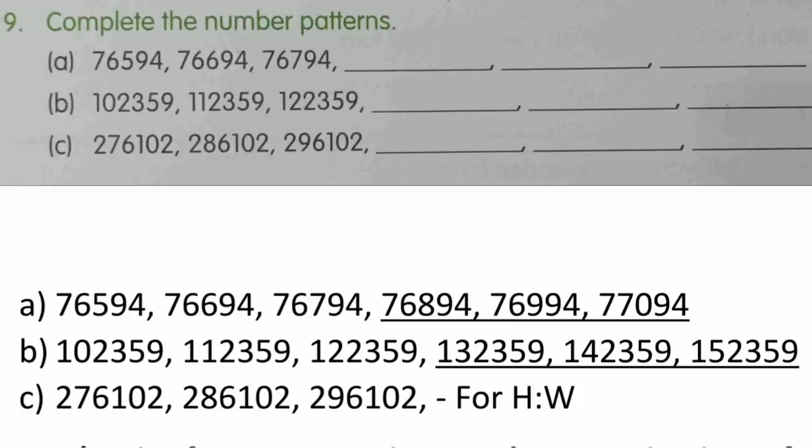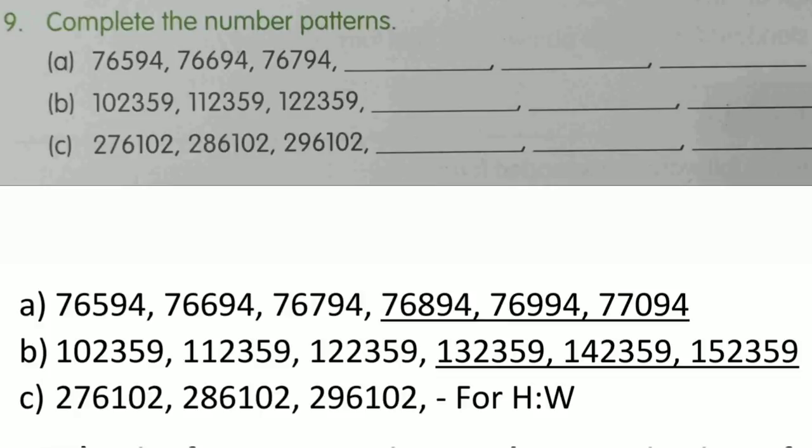1,32,359. Again adding 10,000, you will get the next number, 1,42,359. Again adding 10,000, you will get the third number, 1,52,359. So you have completed the second pattern as well.